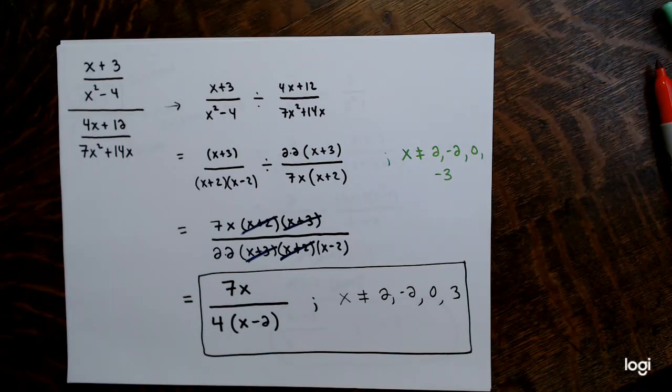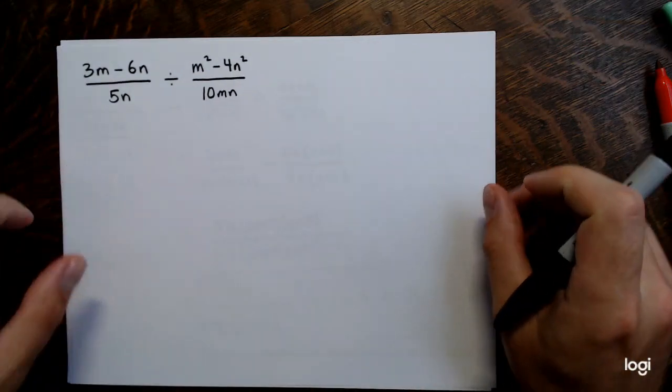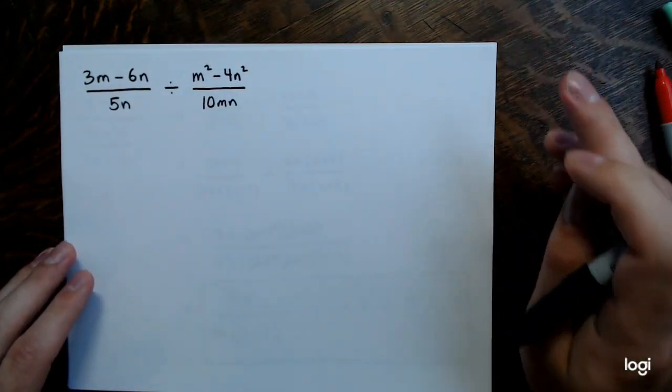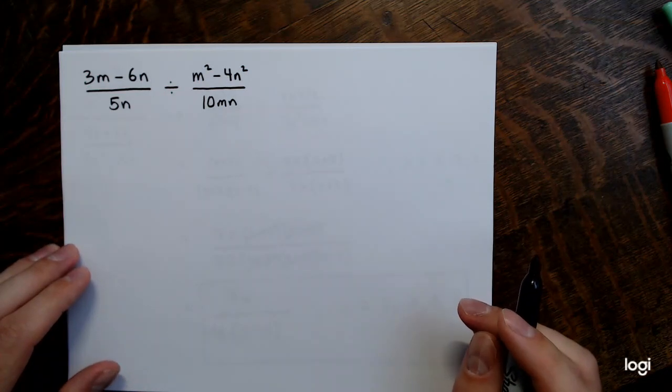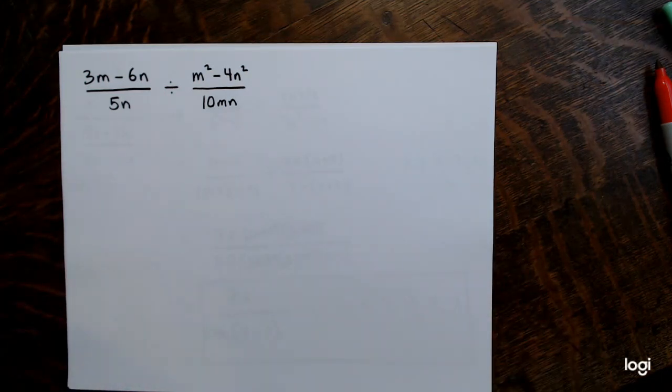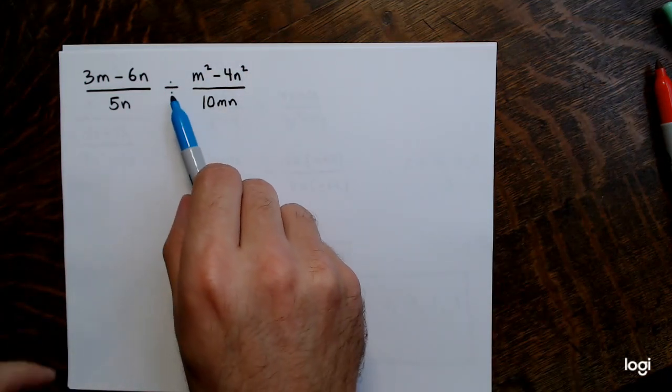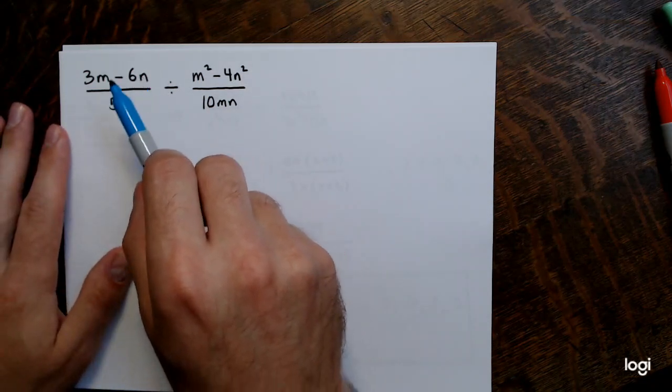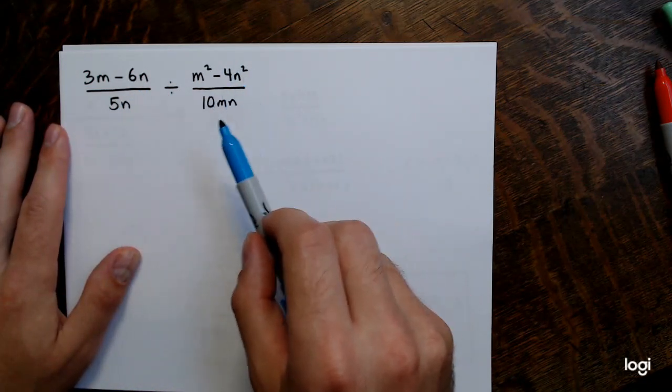All right, and then I have one last example where there are 2 variables. We haven't seen an example where there's multiple variables, but the procedure doesn't change. Okay, the procedure does not change at all. So I've got it written the way we're used to, right? So here's the dividend fraction, here's the divisor.